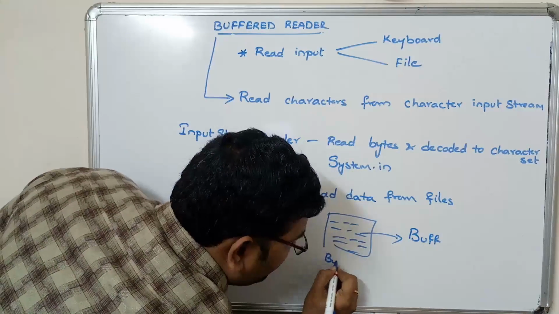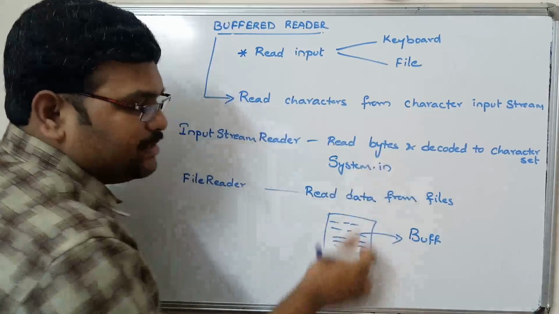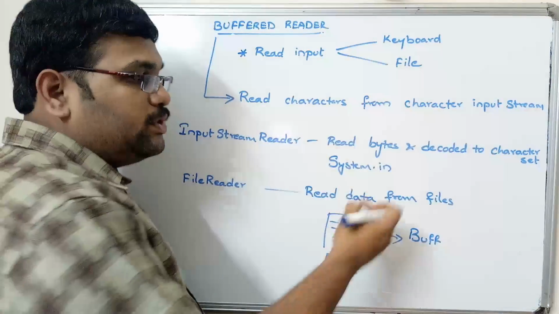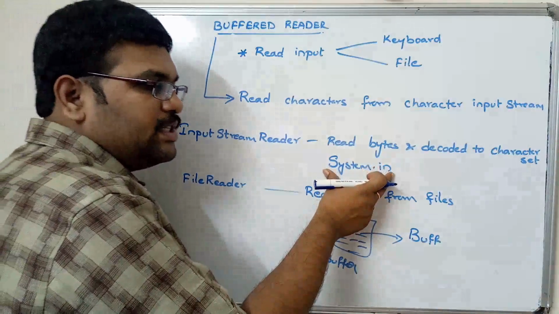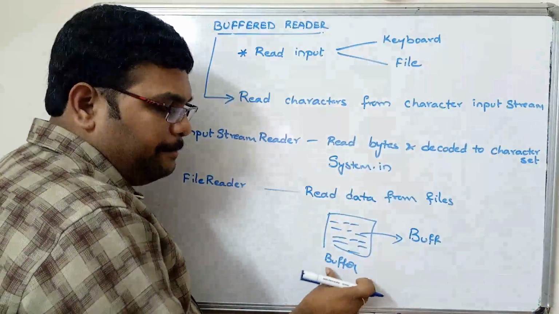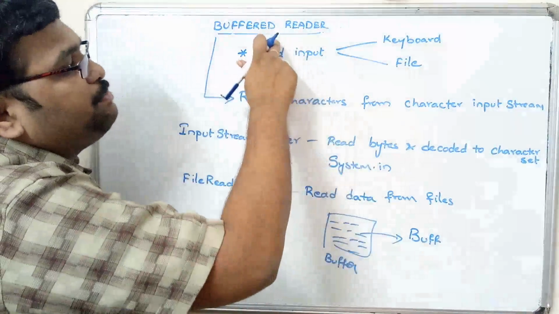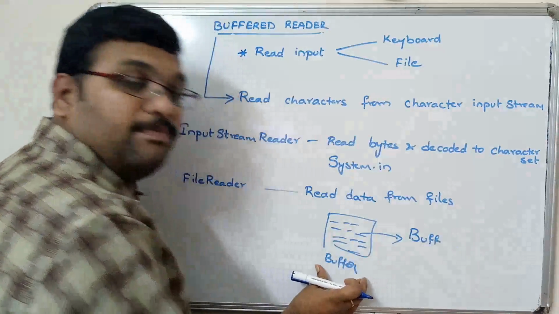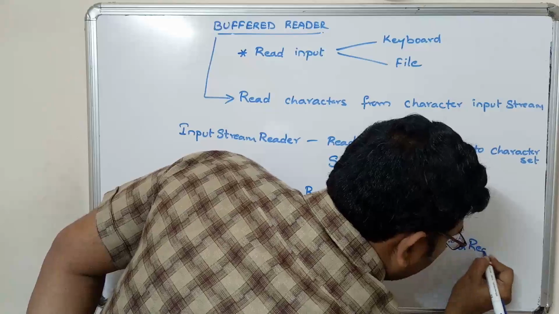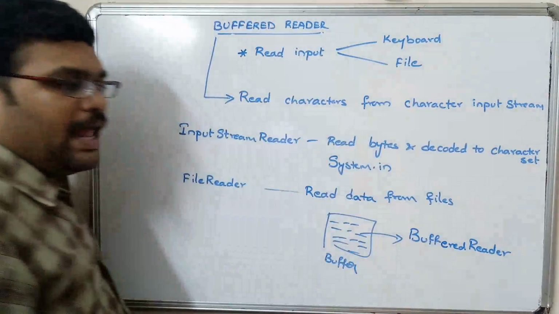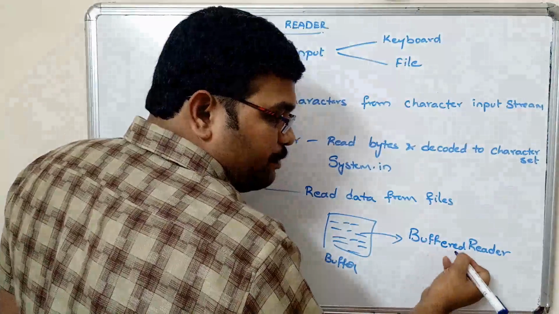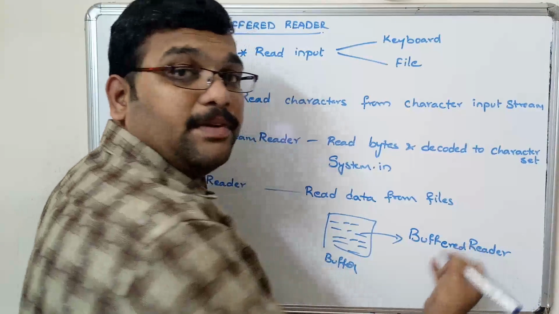So this is the buffer where the data is saved, right? All the information, all the input which is taken from System.in as well as from files, everything will be buffered, and by using BufferedReader we can access the data from this buffer. So here also BufferedReader is a class. In BufferedReader, the first word Buffered, B capital, and Reader, R capital.